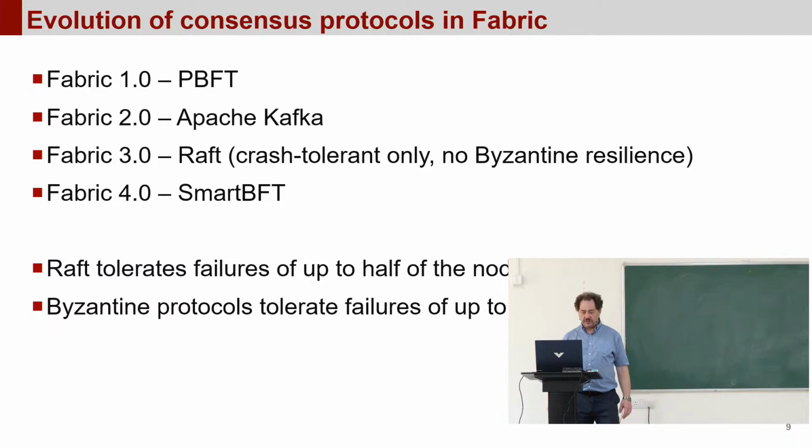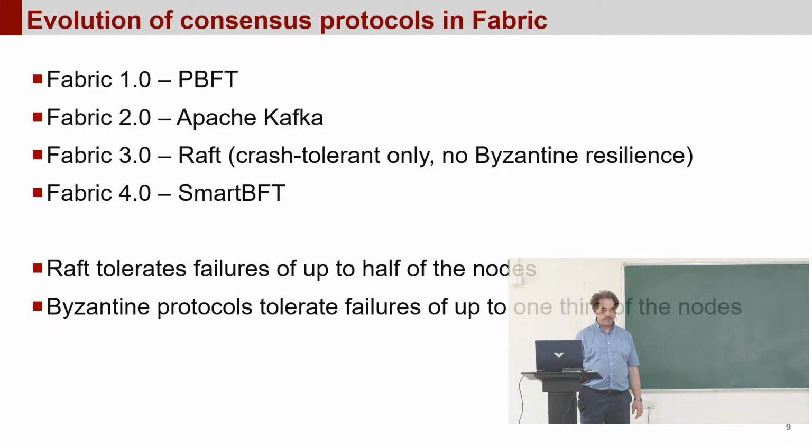But of course, by that time, the default was Raft, but it was still possible to use PBFT. And in the latest version of Fabric, which is 4.0, they switched to what's called Smart BFT, yet another BFT protocol, which is an improvement over PBFT. So in version 4.0, they abandoned PBFT completely. And of course, being a non-Byzantine tolerant protocol, Raft tolerates a failure of up to half of the nodes, while Byzantine protocols tolerate failures of up to 1/3 of the nodes.